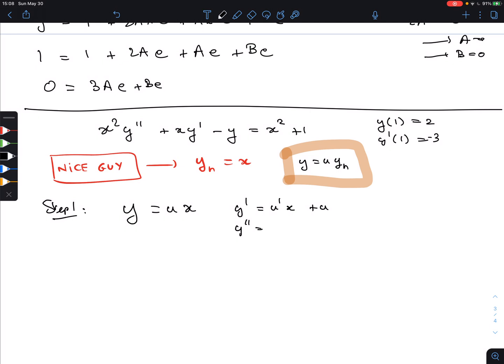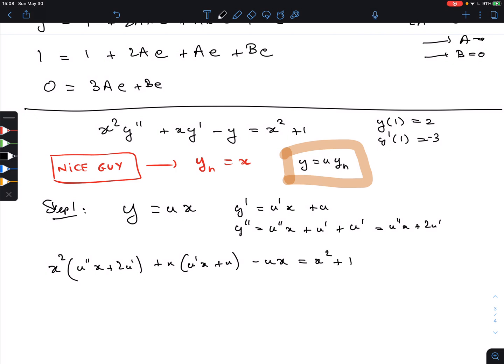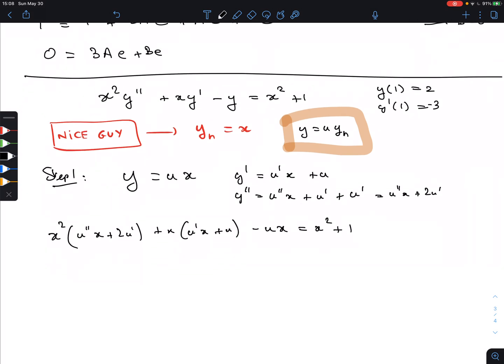y double prime is u double prime times x plus u prime, derivative of x is 1, plus derivative of u, that is u prime. So there's u double prime x plus 2u prime. If I plug everything in, it's x squared (u double prime x plus 2u prime) plus x times (u prime x plus u) minus ux, and that is equal to x squared plus 1. Now we know what has to happen. Pause the video if you don't know what I'm talking about and think about it. What has to happen is there should be no u term anymore.